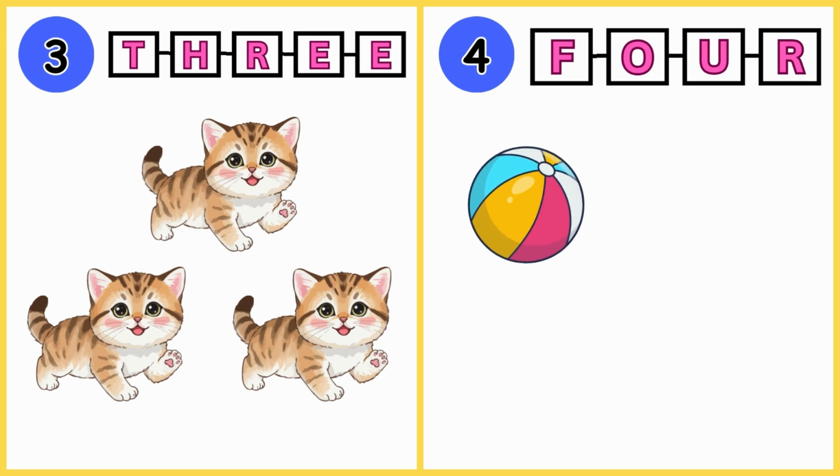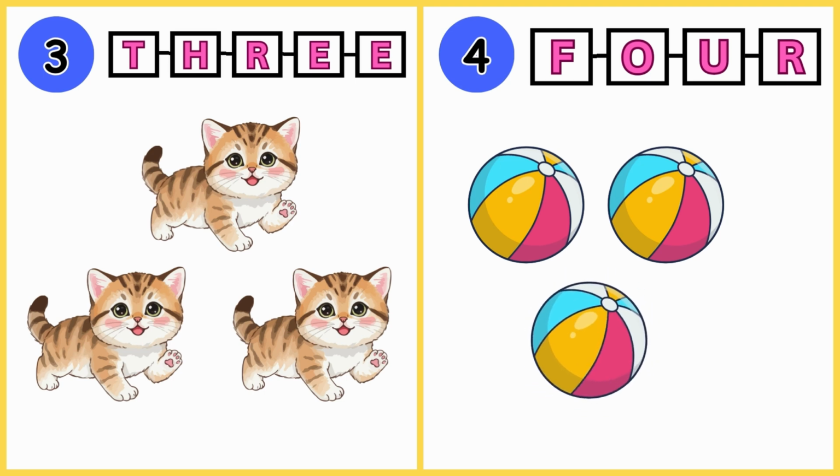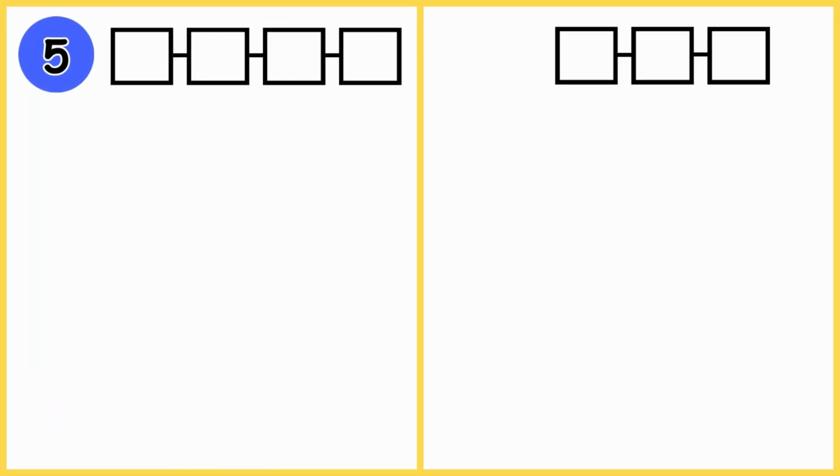1. 2. 3. 4. 5. Let's spell it. F, I, V, E.